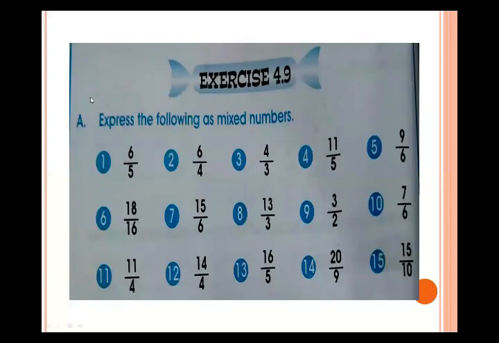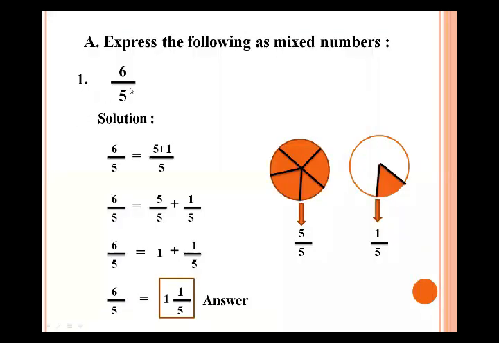Exercise 4.9, page number 44. Express the following as mixed number. Now, how do we convert this fraction into the mixed number? It is an improper fraction, 6 upon 5. Look at the shape. Here the total parts are 5. 5 are shaded. The fraction becomes 5 upon 5.